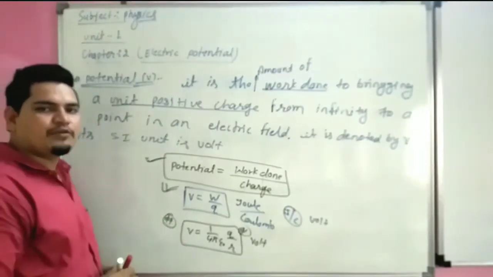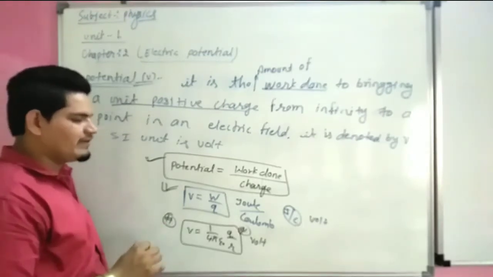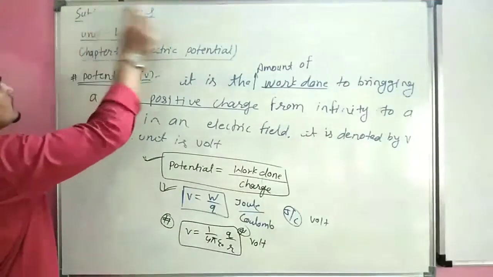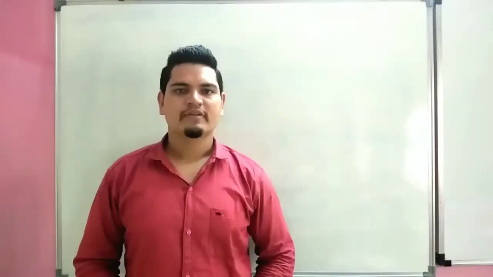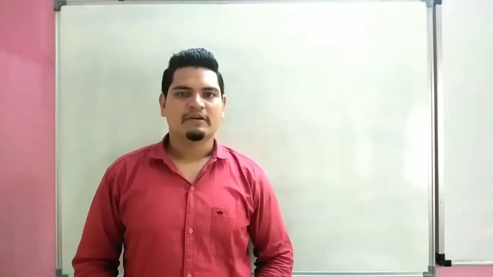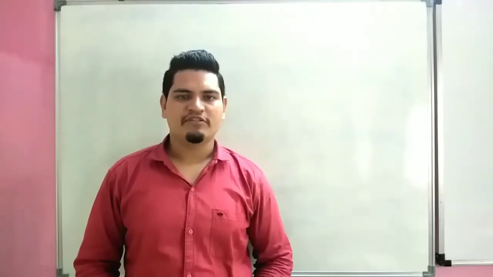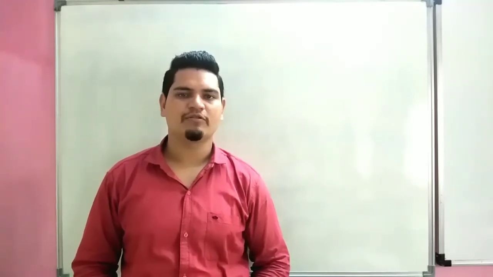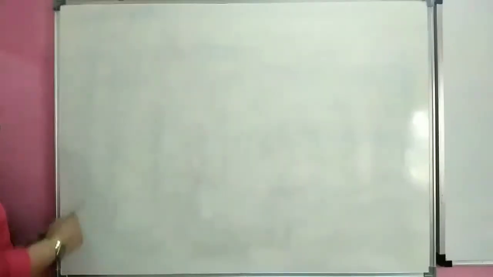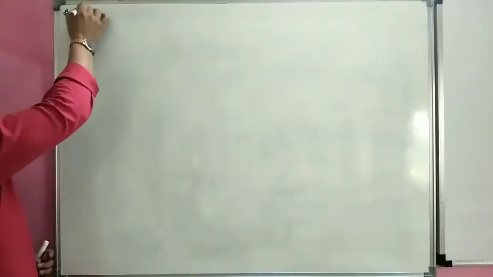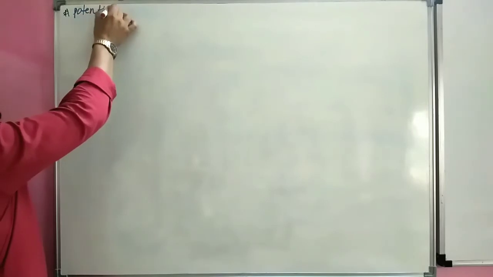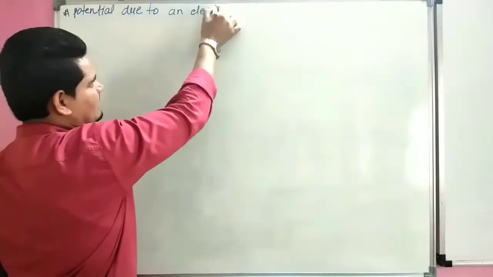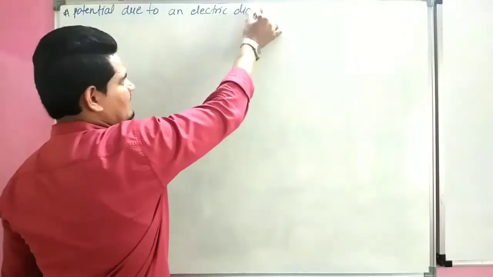Now we will calculate potential due to a point charge, and potential due to an electric dipole. Now we are going to start the derivation of electric potential due to an electric dipole. This is one of the most important derivations for 12th class. Calculation of potential due to an electric dipole.